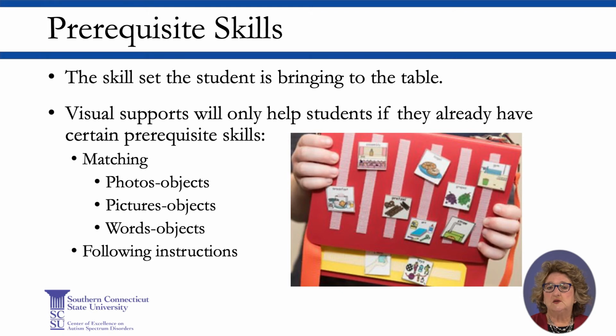We must consider prerequisite skills, which are the skills that a student brings to the table. Once we know the prerequisite skills, we can then design the visual supports that will help the students. For instance, in matching, are they able to match photos to objects, pictures to objects, words to objects? What are their skills in terms of following instructions?